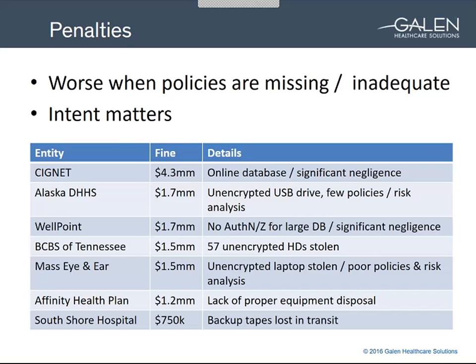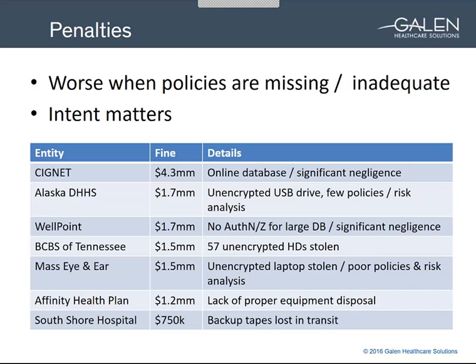And here's a handful of the big dollar figure ones over the last, I think this is over the last year and a half. Generally the pattern you'll see there is that, for instance, a backup tape lost in transit from South Shore Hospital there at the bottom. That was a pretty significant penalty, $750,000. Doing research on that, there was some lack of policies and procedures in that case. But it wasn't that they were extremely negligent or were flagrant in their IT policies or anything like that, and so they were not hit with the maximum fine.